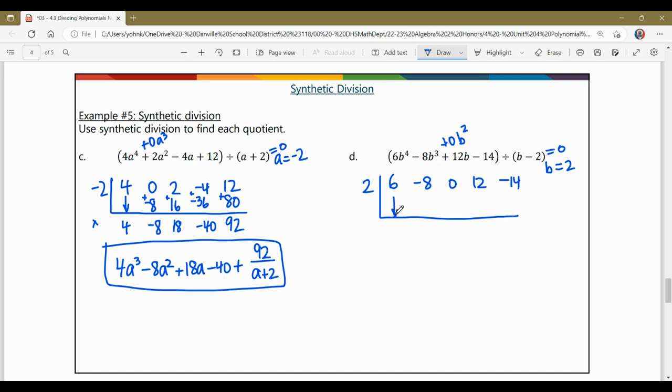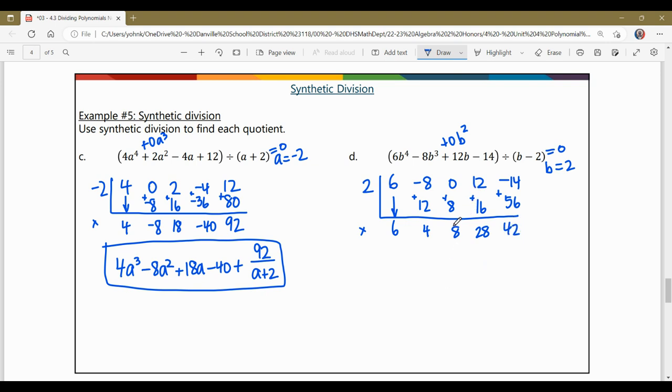So let's bring down the 6. Multiply 6 times 2 to get 12. Add to get 4. Multiply 4 times 2 to get 8. Add to get 8. Multiply 8 times 2 to get 16. Add to get 28. 28 times 2 is 56. Negative 14 plus 56 is 42.